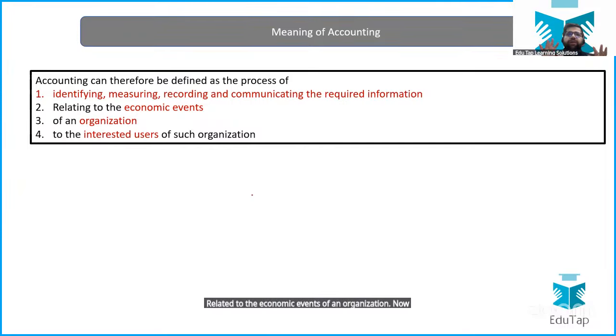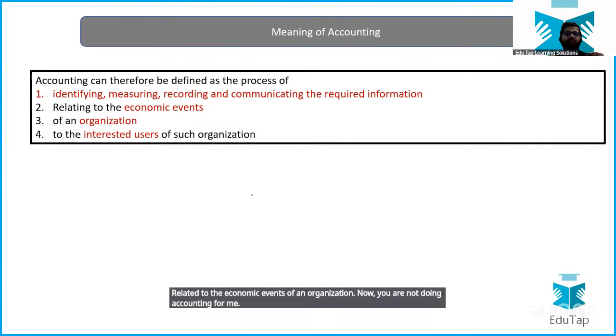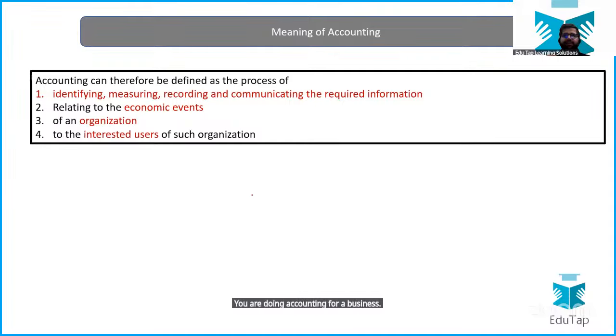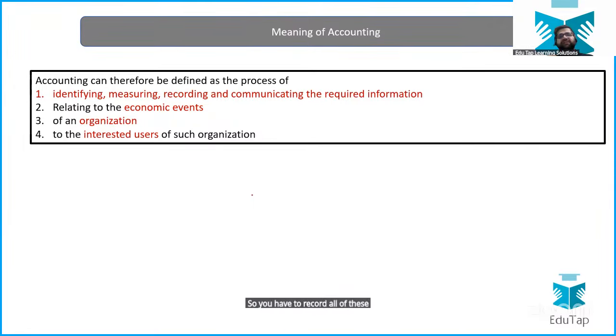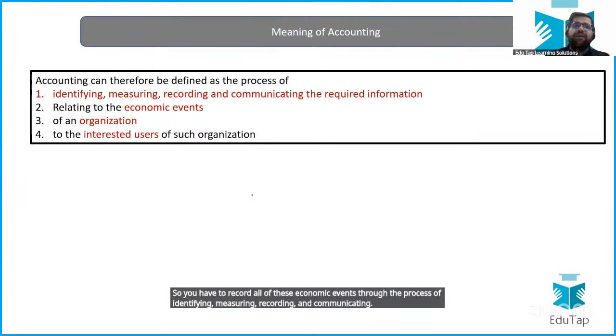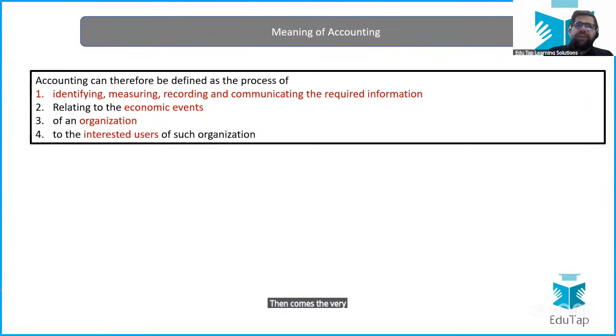Now, you are not doing accounting for me. You are doing accounting for a business, right? So for a business, there will be lakhs of accounting events or sorry, economic events. So you have to record all of these economic events through the process of identifying, measuring, recording, and communicating. Then comes the very interesting point, interested users.